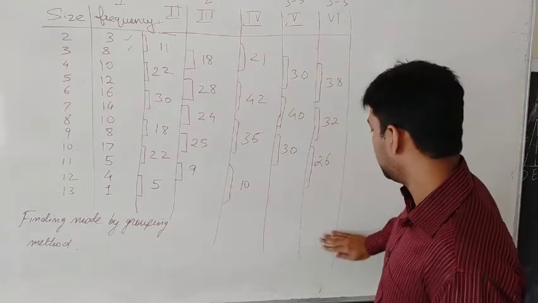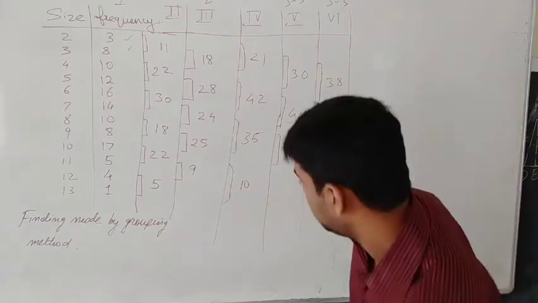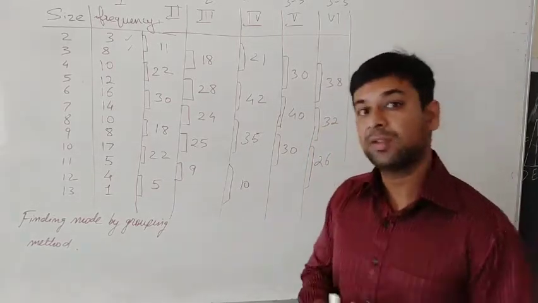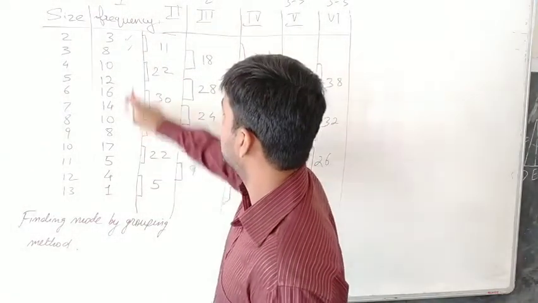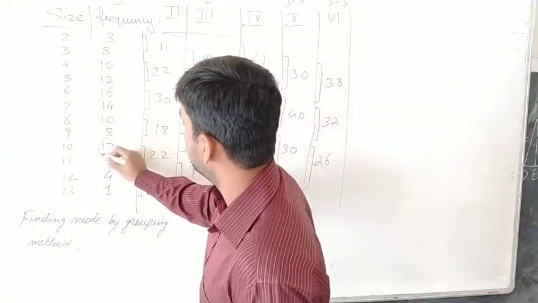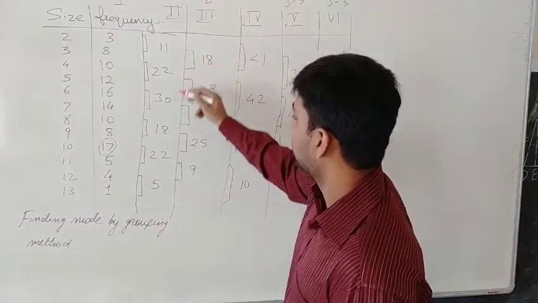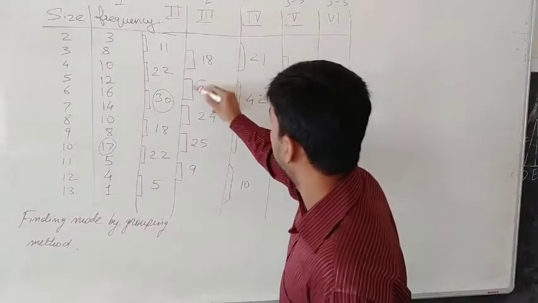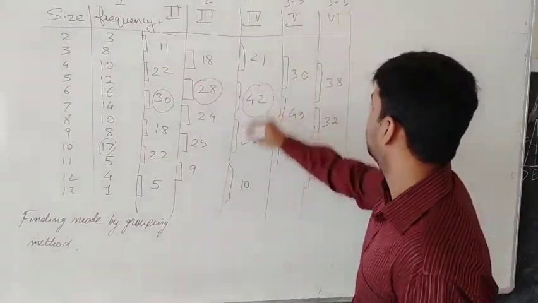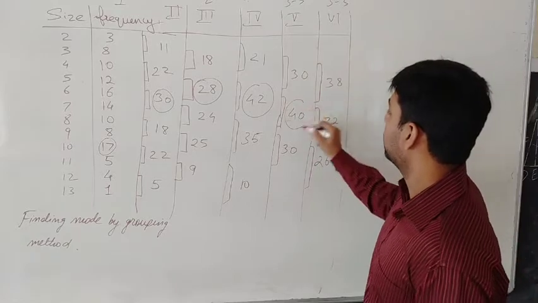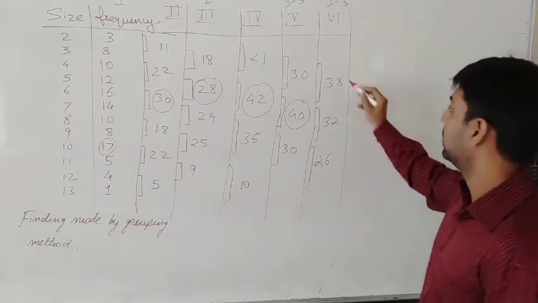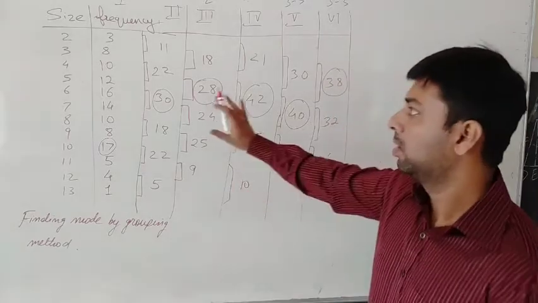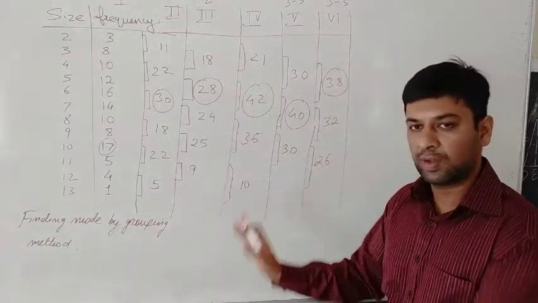Now what will be the next step after this? After this we will be marking the highest frequency everywhere. So what is the highest frequency here? 70. Mark it. What is the highest frequency here? 30. What is the highest frequency over here? 28. Mark it. What is the highest here? 42. Mark it. What is the highest over here? It is 40. Marked. What is the highest over here? It is 38. We are marking the highest frequency everywhere.